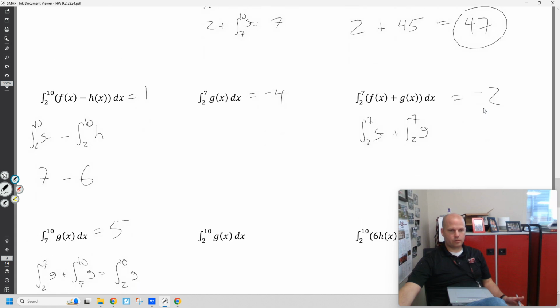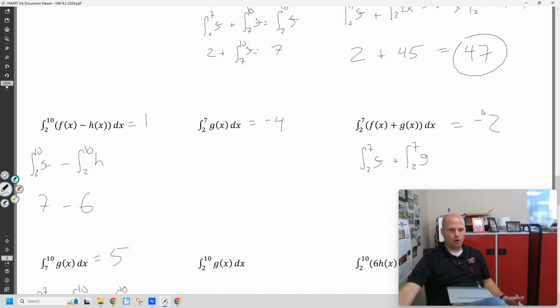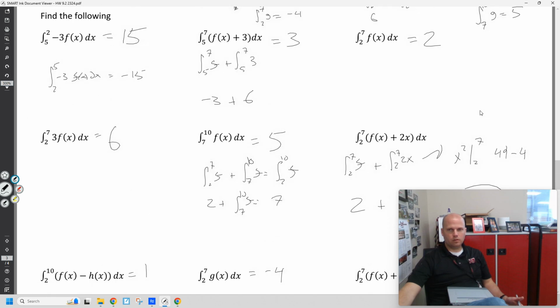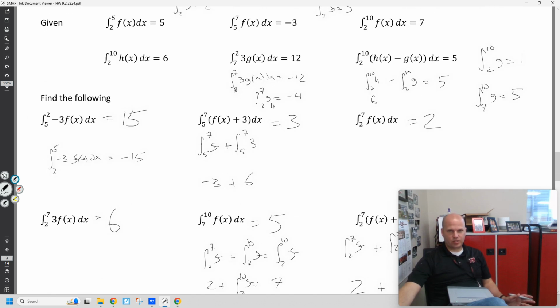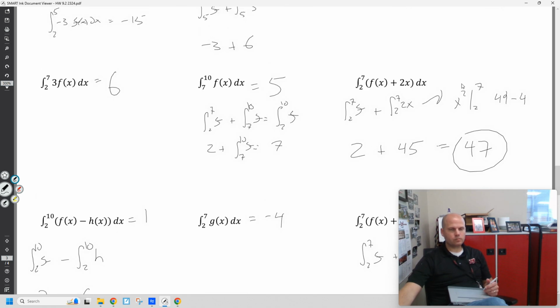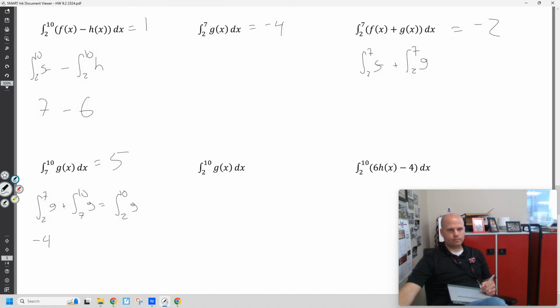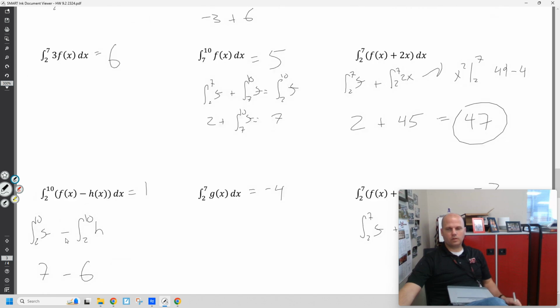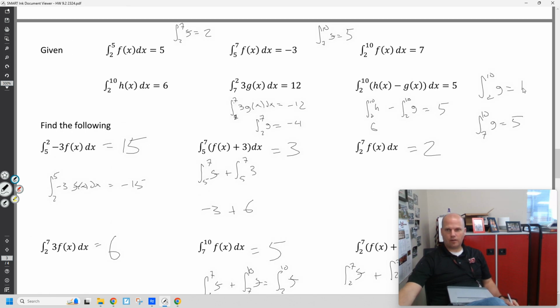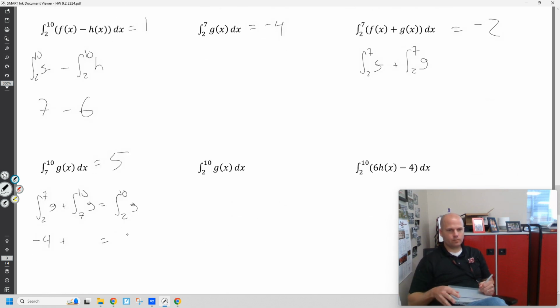Is it 2 to 10 is the question? Oh, no. I have 2 to 7 of g. I have 2 to 10 of g. And then I did some work to find 7 to 10 of g. 2 to 7 of g was negative 4. 2 to 10 of g I found was 1. Therefore, this has to be 5. Add 4 to both sides, you get 5.